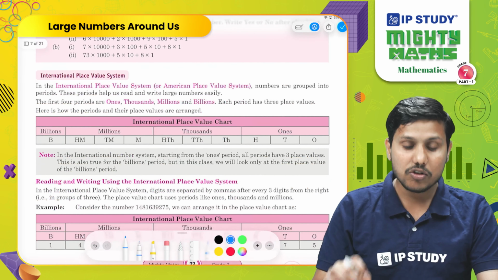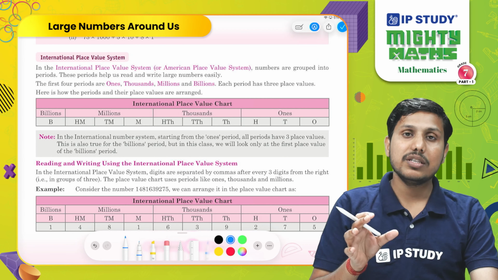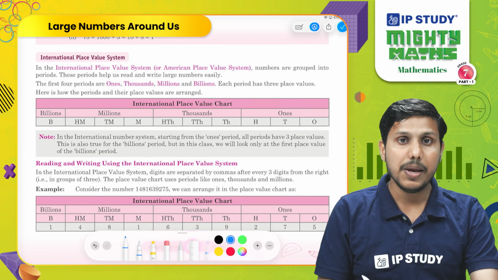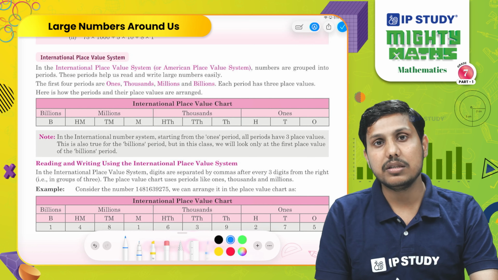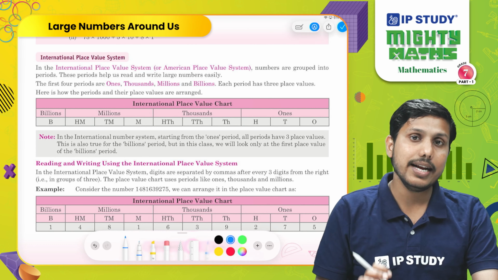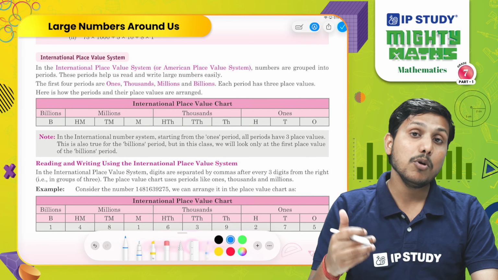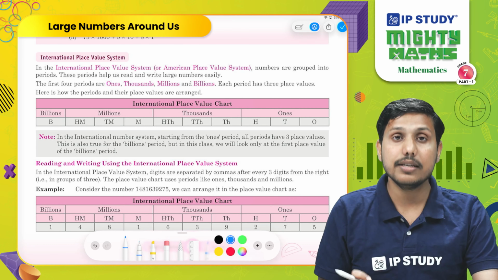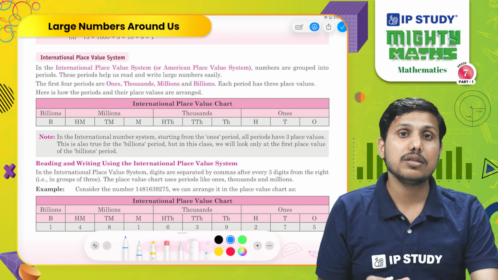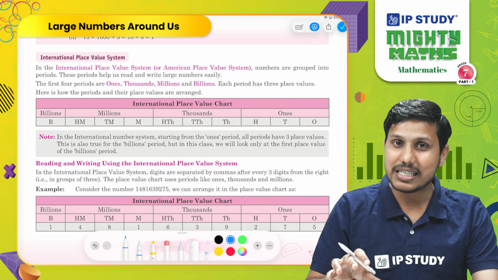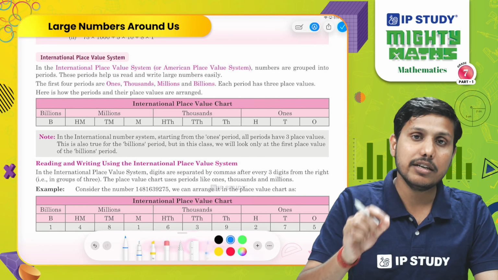Now, the next topic is the international place value system. We know that in India, we generally use the Indian place value system. But in America or in other parts of the world, we have another number system that helps us to read and write the given numbers. This is called the International Place Value System or American Place Value System. In this, we separate the numbers like we do in the Indian Place Value System, but here we have a much easier trick: we place the commas after every 3 digits from the right.